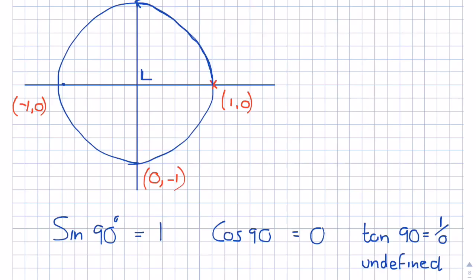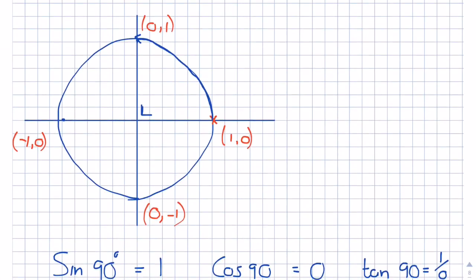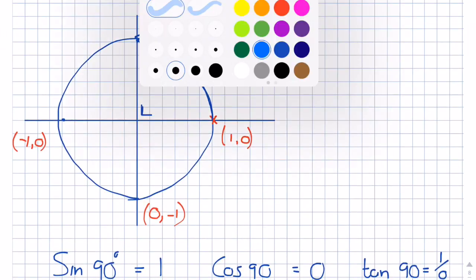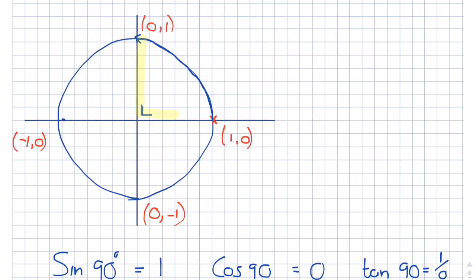So basically what you will see is the sine, cos or tan of any angle in this first quadrant is going to be positive. They're all positive.